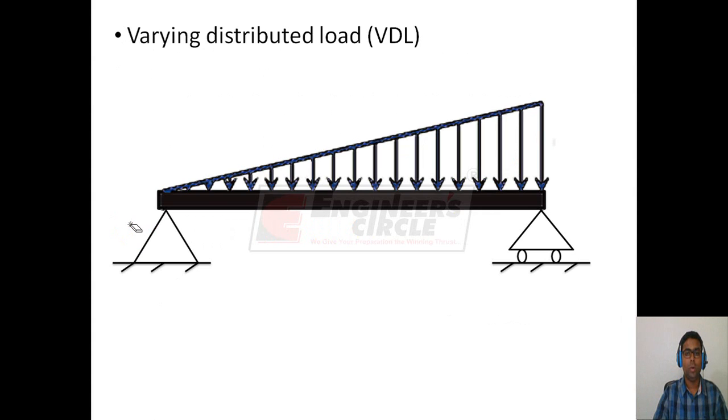A varying distributed load is that load whose intensity is varying along the length of the beam. As it can be seen, this load has a zero intensity at this end, but it has maximum intensity at this end, and the intensity at this point is different from this point, is different from this point. So it is a variably distributed load. A variably distributed load is specified by mentioning the maximum intensity, which is this w naught, in Newton per meter.